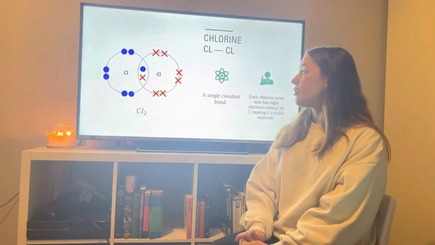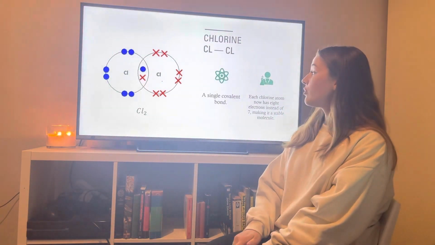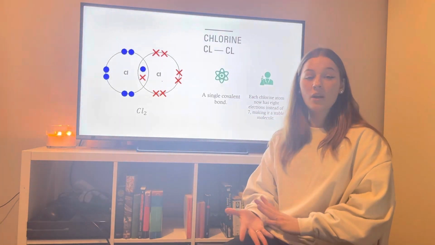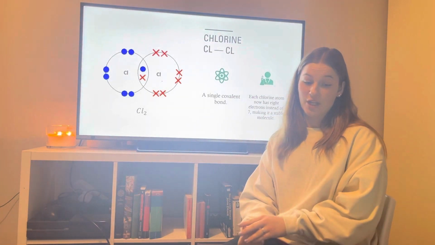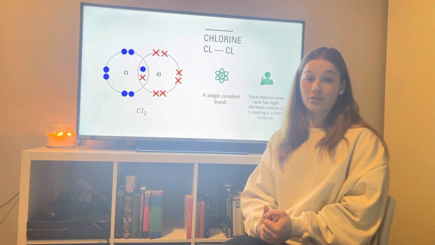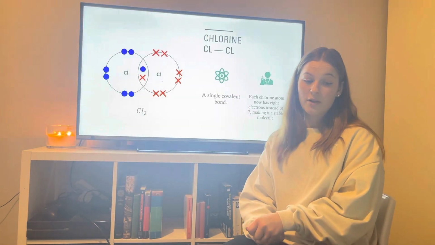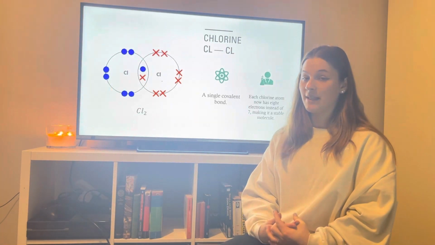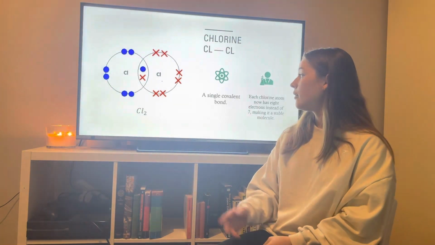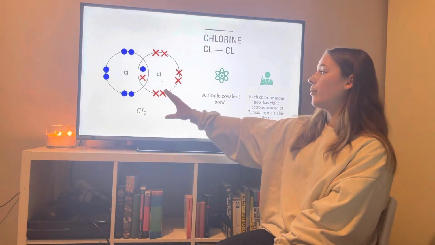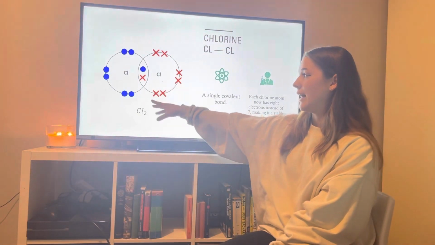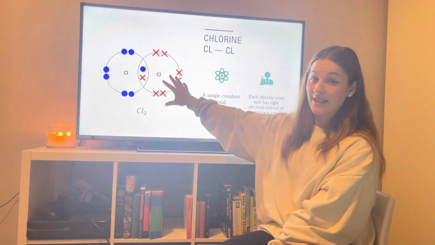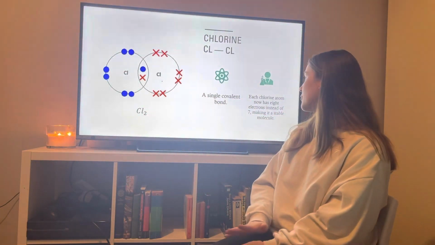So here we have a covalent bond between 2 chlorine atoms. Previously, chlorine has 3 shells. 7 electrons are located in its outer shell. Due to the shell not being full with 8 electrons, this means that it's unstable. By forming a single covalent bond, they share 1 pair of electrons, and now both of them have 8 electrons in their shell, making it a stable molecule.